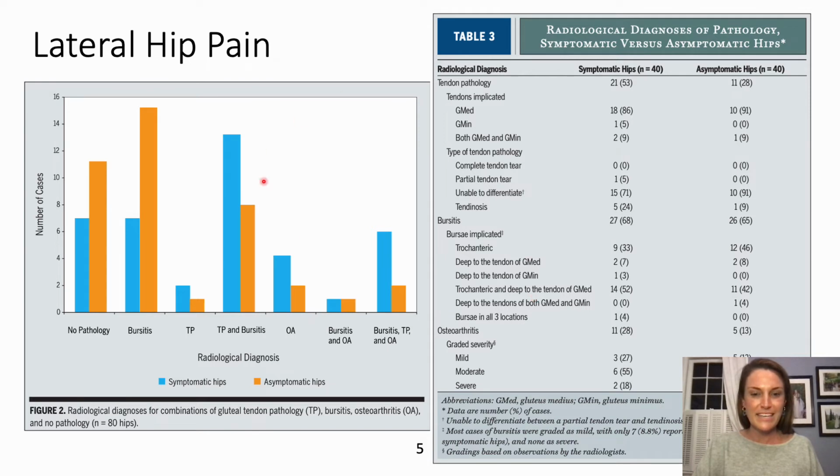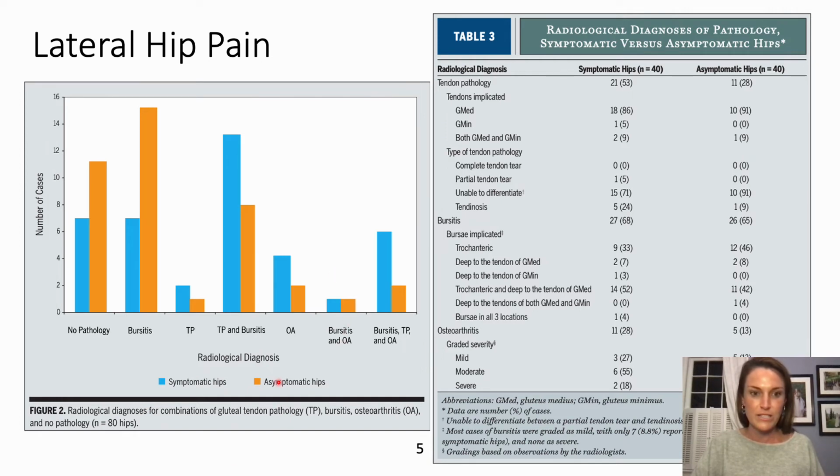I put these here more as a reference for you all, but I'll touch on it. So lateral hip pain is super common, but not that well understood. So this study looked at 40 people with hip pain and 40 people without hip pain, specifically lateral hip pain. And they looked at them under an MRI to see what they found.